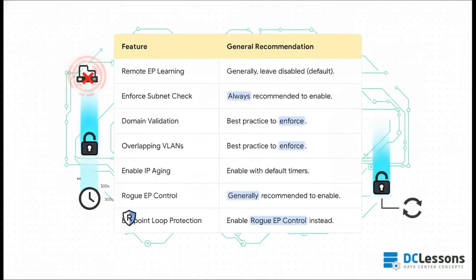For remote endpoint learning, the best practice is basically to leave it alone at its default, disabled, to keep things predictable. For enforced subnet check, domain validation, and validating overlapping VLANs, the guidance is crystal clear. It is always a best practice to turn them on. For IP aging, the recommendation is to enable it and just use the default timers unless you've got a really specific reason not to. And that brings us to our final two, which have an interesting relationship.